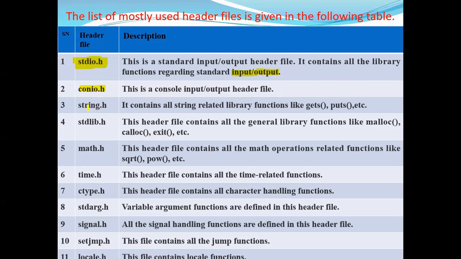Next is string.h. This string.h contains all the string related library functions like getchar, putchar, gets, puts: get a character, put a character, get a string, put a string. All these will be under string.h. When you use these library functions, first we have to include the header file, then only we can use these functions. Get is the input, put is the output.